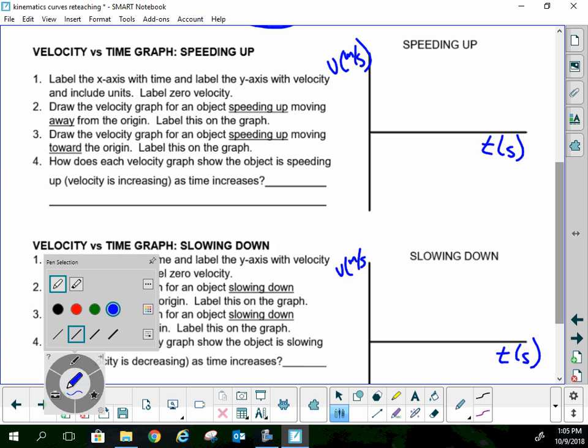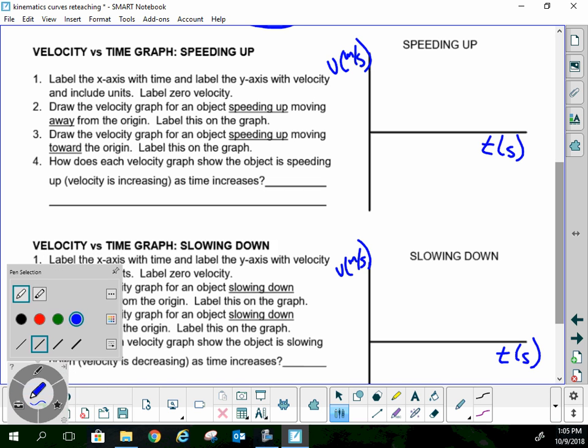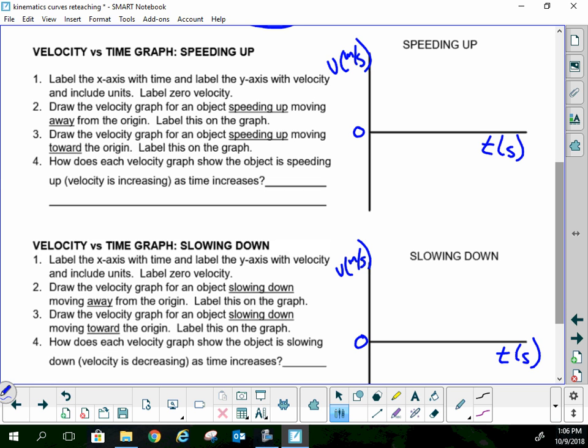Meters per second, if you were having a hard time reading my writing, that is meters per second. And then my x-axis is time in seconds. And we're labeling the 0 velocity on both of those. All right, so take a moment and I want you to look at the title above the graphs. Notice the top graphs are all for objects that are speeding up. They're getting faster and faster and faster. All right, so we're going to start on the velocity graph, and on number 2 here, it says for an object speeding up, moving away from the origin.